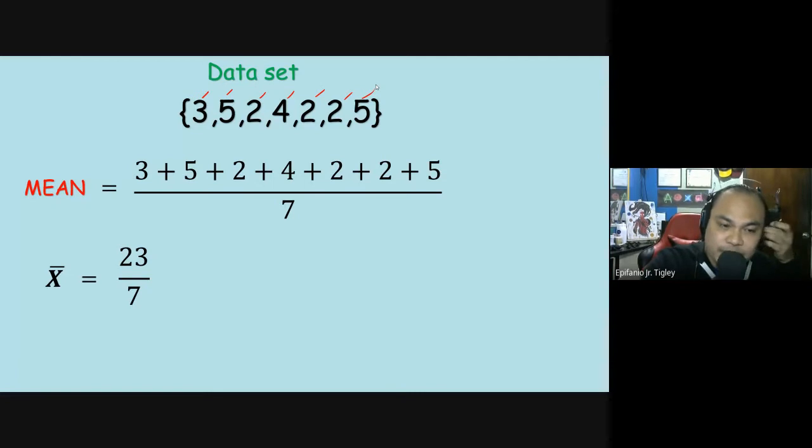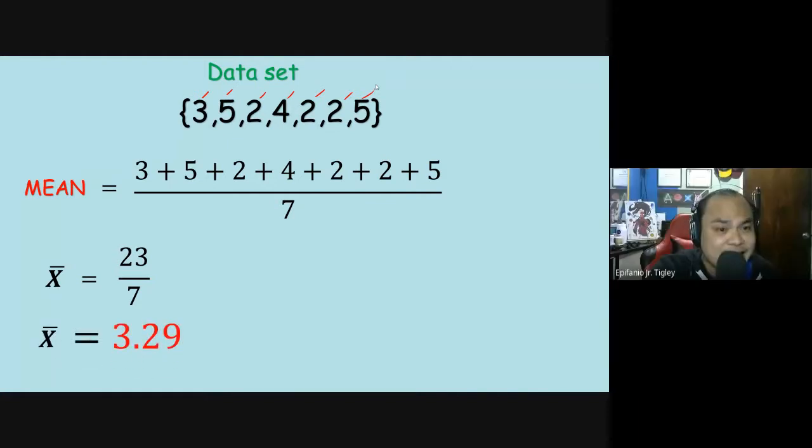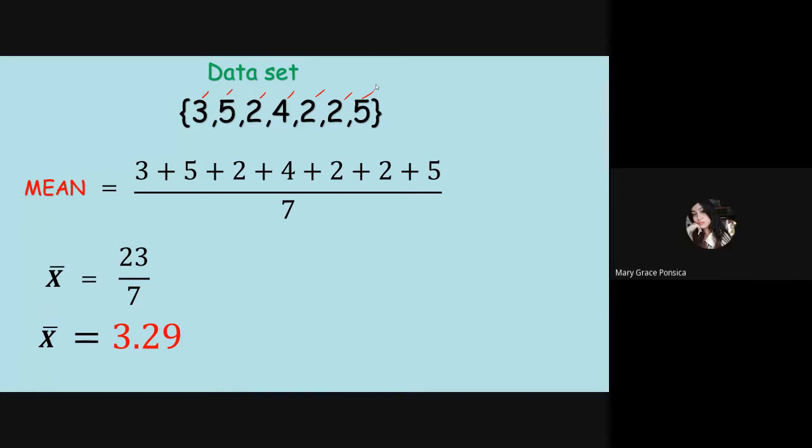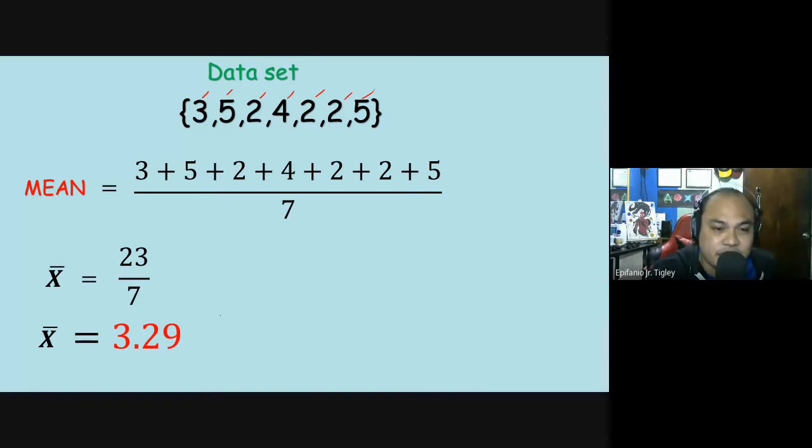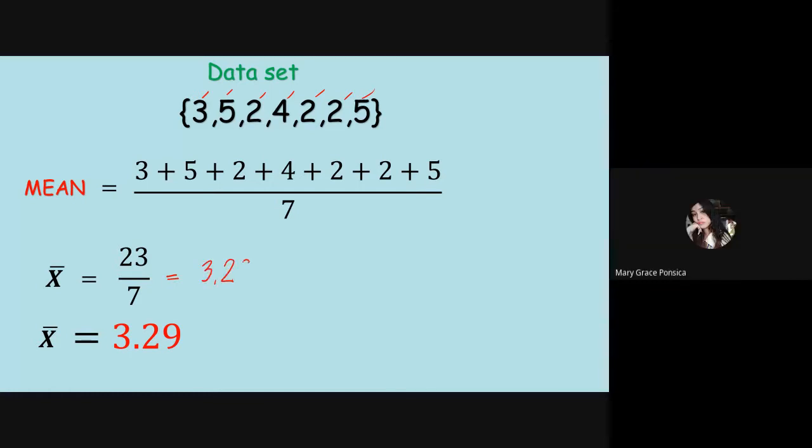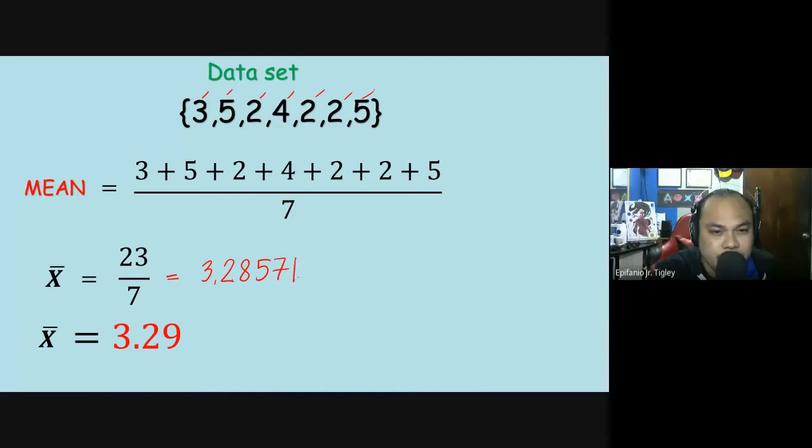Now, what is 23 divided by 7 in 2 decimal places? 3.3. 3.29, right? Is it 3.29? Yes, sir. Okay, unsa may nigawa sa calculator? You tell me unsa nigawa sa calculator. 3.28571. Okay, so on and so forth. Now, I said I'll go 2 decimal places. So meaning kini ako i-round off.